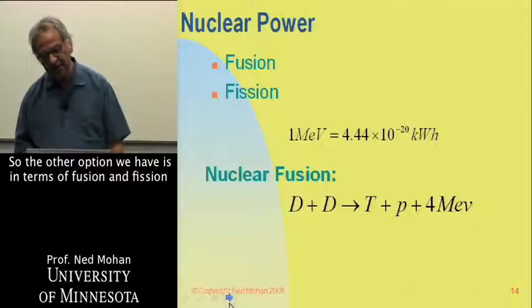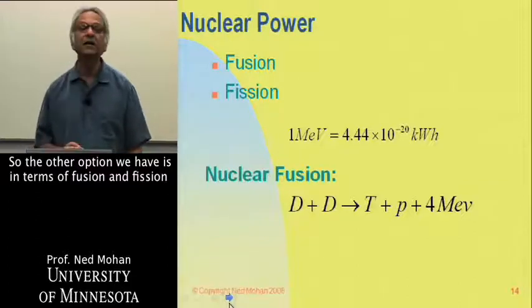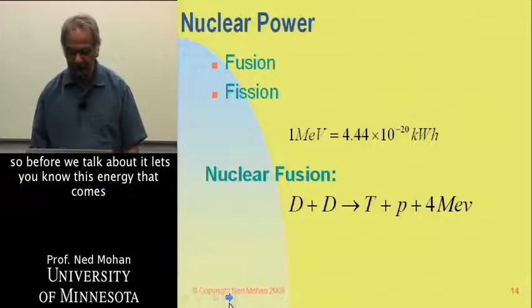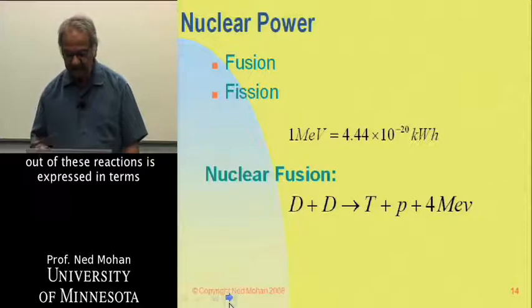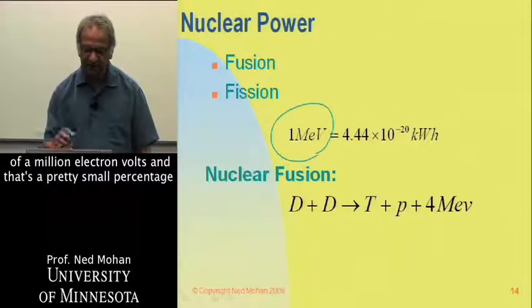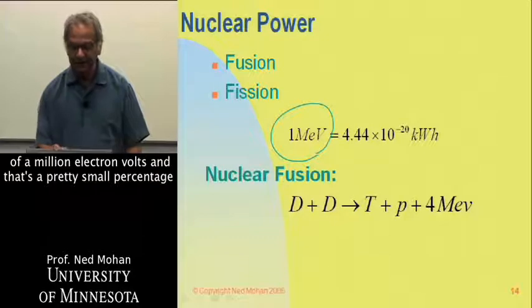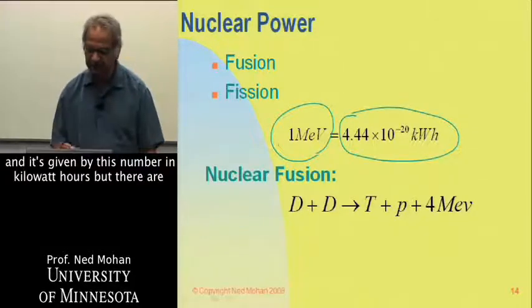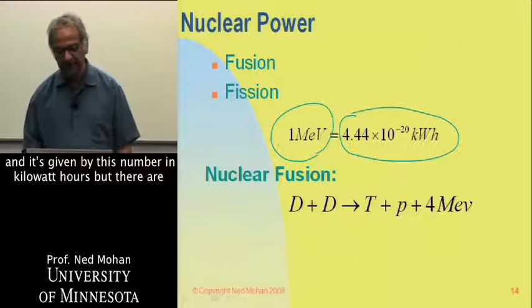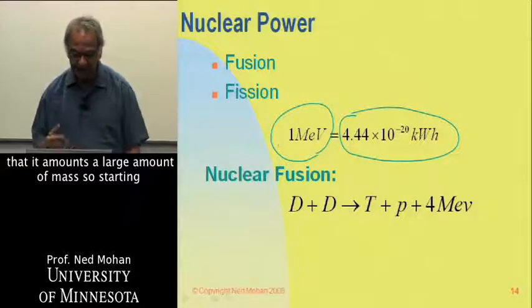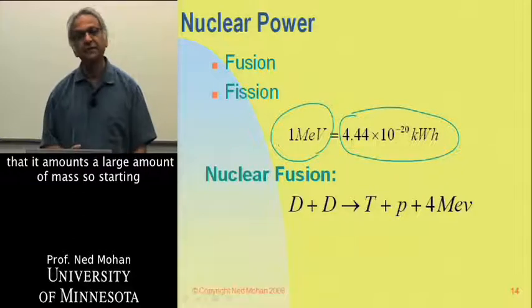So the other option we have is in terms of fusion and fission. Before we talk about it, let's note that the energy that comes out of these reactions is expressed in terms of a million electron volts, and that's a pretty small amount of energy. It's given by this number in kilowatt hours, but there are so many reactions that are taking place that it amounts to a large amount of energy.